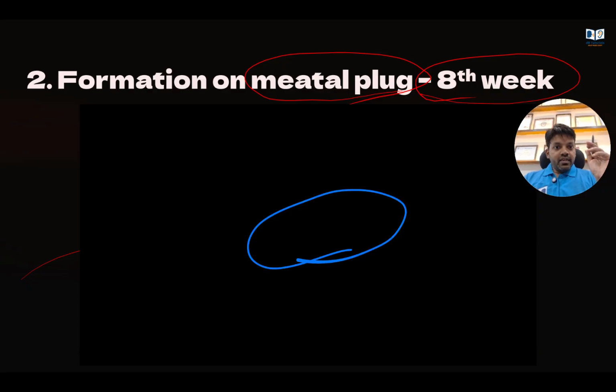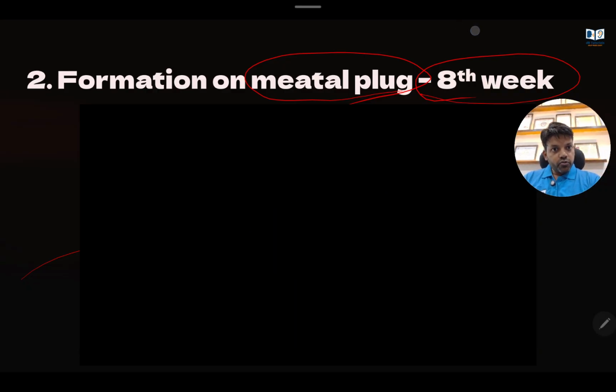Okay, so mainly when it comes to the external auditory canal, there are two phases. In the first phase, from that depression between the arch and the cleft, there is extension and development of the meatal plug. This is called the meatal plug, by the 8th week.